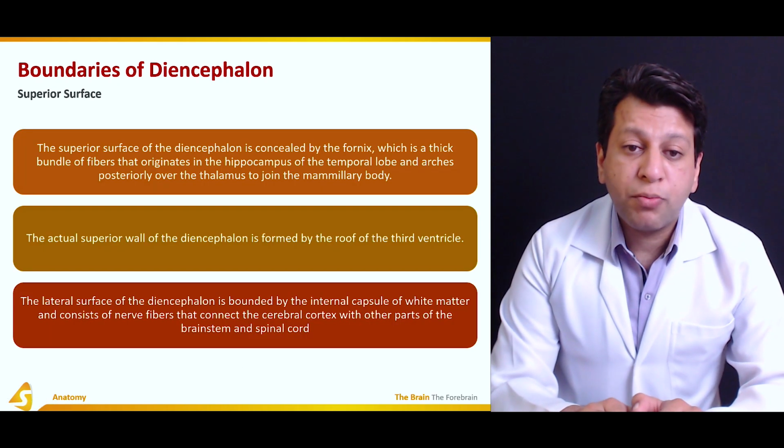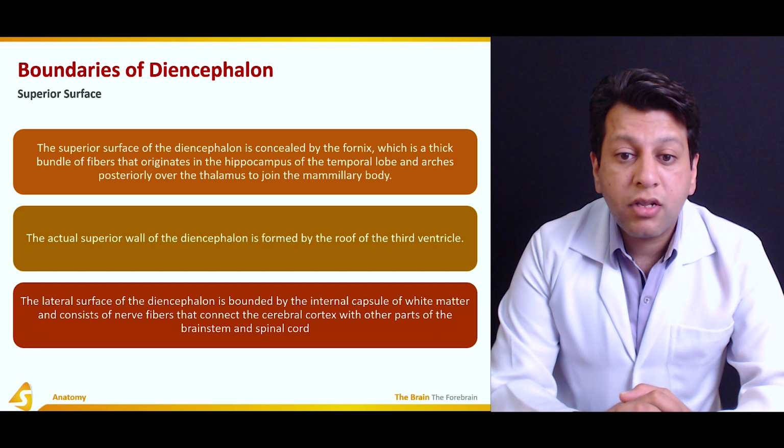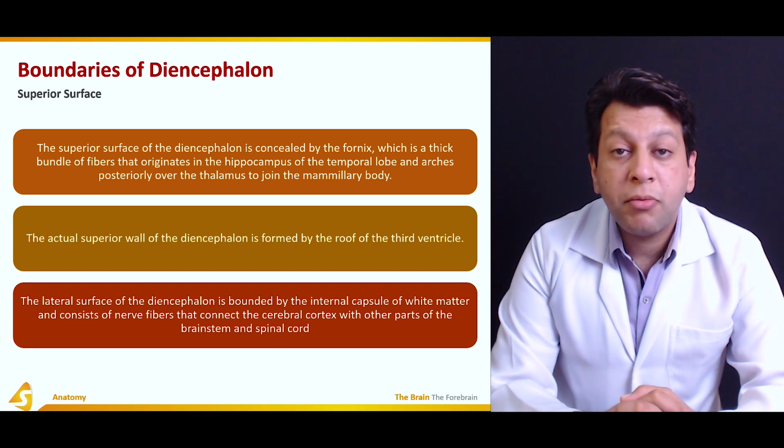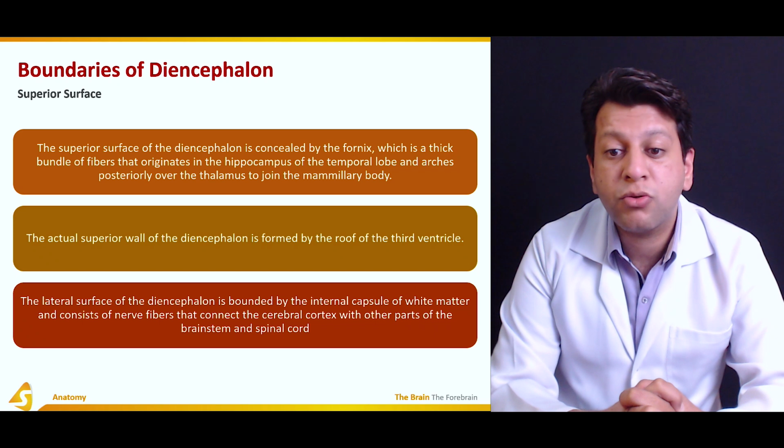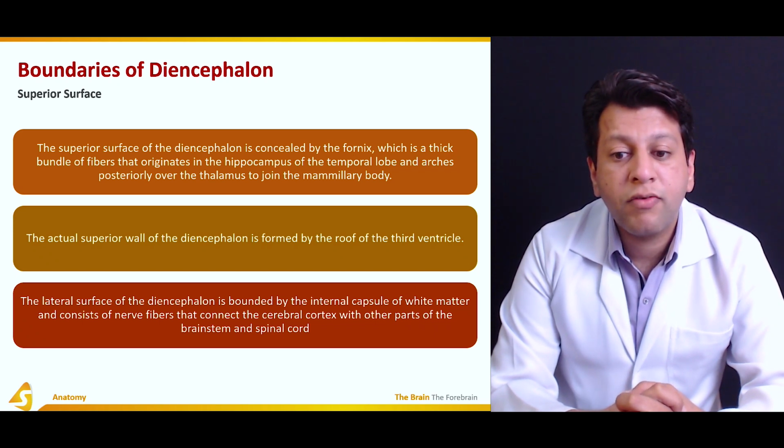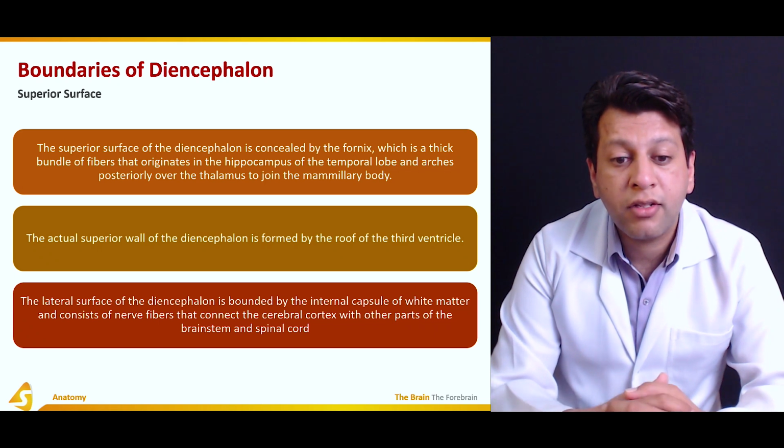If you view it superiorly, the superior surface of the diencephalon is concealed by the fornix, which is a thick bundle of fibers that originate in the hippocampus of the temporal lobe and arches posteriorly above the thalamus to join the medullary bodies. The actual superior wall of the diencephalon is formed by the roof of the third ventricle.